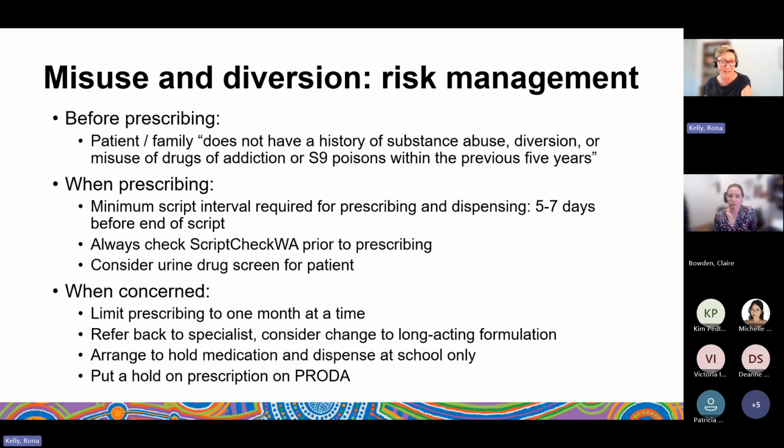Another thought would be, if we're concerned about their misuse of short-acting medicine, then changing them to a longer-acting formulation that has a much lower potential for abuse. There are some kids where we organise for medicines to be dispensed at school only and not in the home. And there are some families where we will actually stop medication, and there's a way of putting a hold on the prescription on the Proto website.